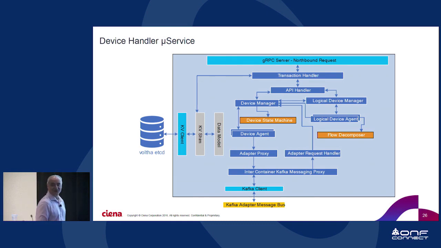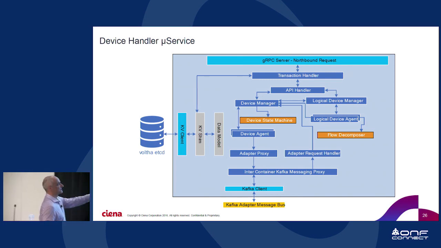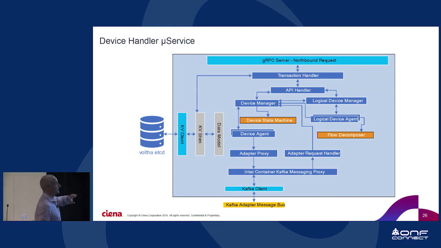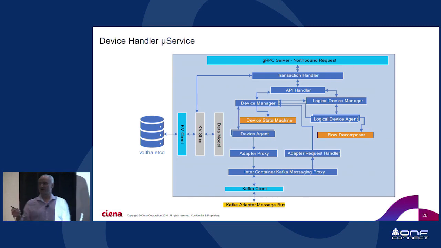Okay, so the device handler microservice. A lot of this is old stuff. What's new down here are these pieces for Kafka communication southbound, and the transaction handler. The device manager and logical device manager have all been rewritten in Go, but it's the same thing you would find in VOLTHA 1.3. The transaction handler is the one that uses the serial number to disambiguate which of the two backends is going to handle the request.